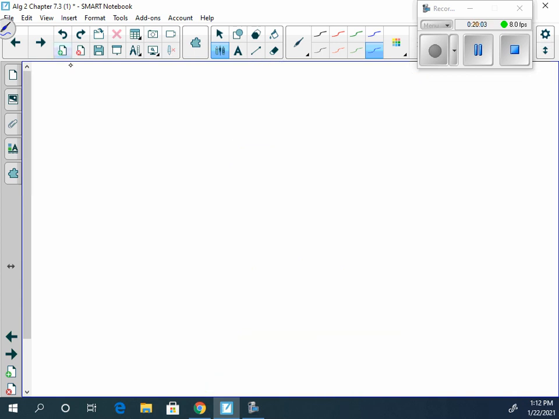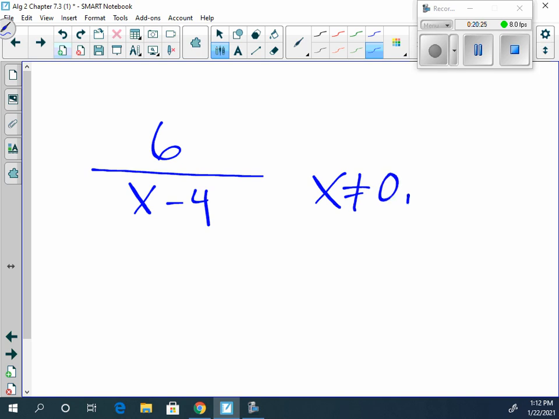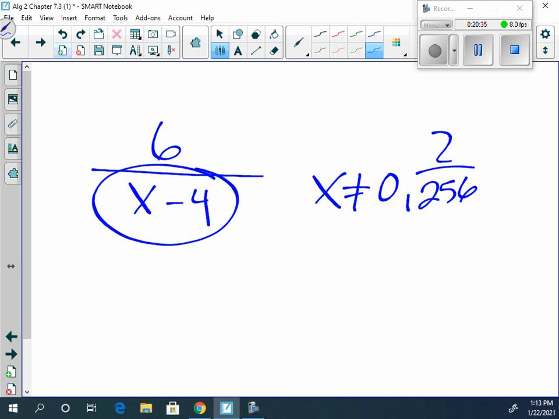So what that means is, say we have 6 over x minus 4. If this was what was left, we wouldn't have to list the restriction for x minus 4 because it's still here. Yes? Because we can still see x minus 4. Now, if there are other restrictions saying that x cannot be 0 or 7 2/56, we would have to list those because they're not here anymore. But if there's a restriction that's left up in our final answer, we don't have to list it because it's there. We can see it. Yes?